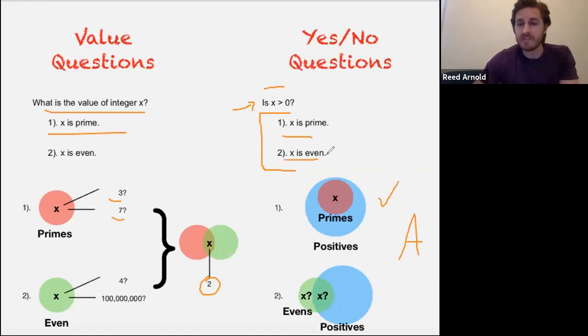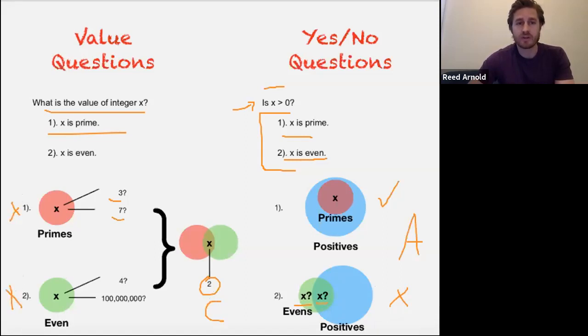If I know x is even, this is a little known fact, the GMAT doesn't do this that often, but technically negative numbers can be even. Negative 2 is even, negative 4 is even, because I can divide them by 2 and be at an integer. So technically, if I know x is even, it's not enough to know if it's positive or not, because maybe I'm a positive even number like 4, or maybe I'm a negative even number like negative 8. And so that would not be sufficient, because I don't know which side of the circle I'm on.